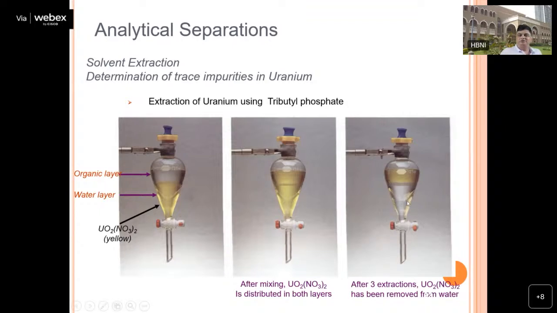For the analysis, in this case, we are using an inductively coupled plasma optical emission spectrometer for determining the concentration of various analytes. All these emission spectra are now free from uranium, and that's how I successfully remove or separate my trace elements from the major matrix of uranium.